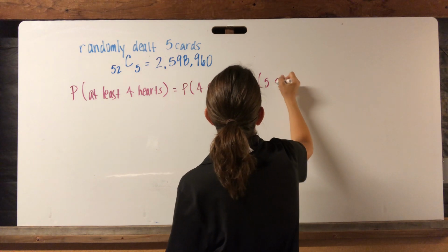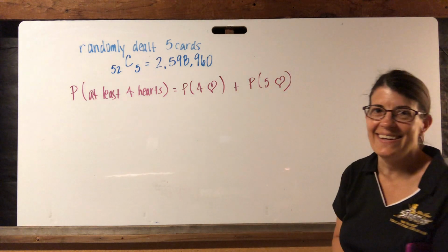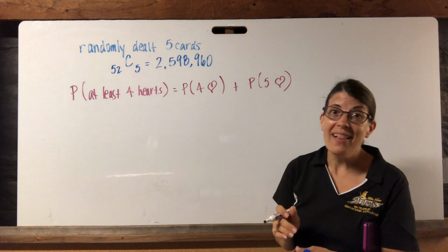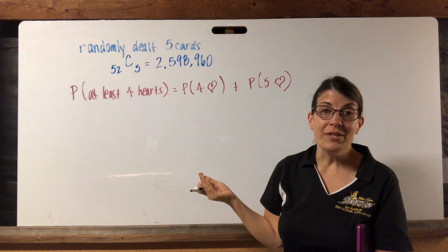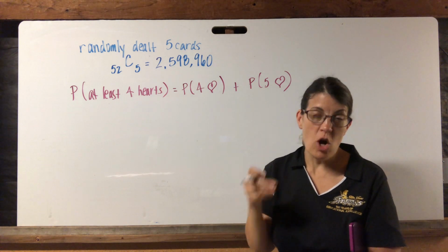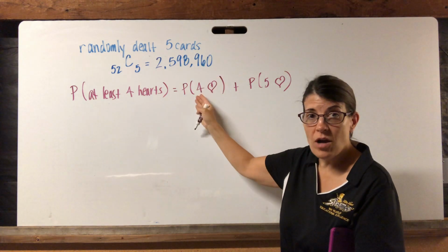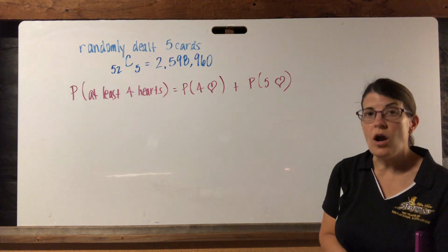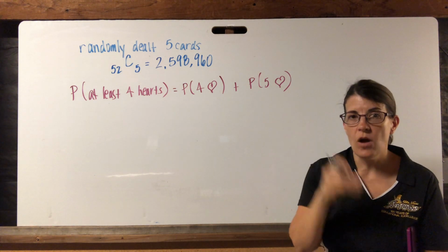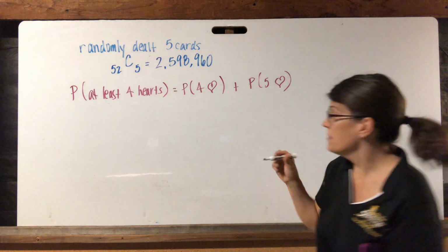And you know what? Even my hearts aren't so hot. Oh well. Okay, if I have 4 hearts, I don't care what the other card is. But it can't be a heart. So that means I'm going to get 4 hearts, because I'm already going to take care of the 5 hearts over here. So 4 hearts. How many hearts are there? 13.